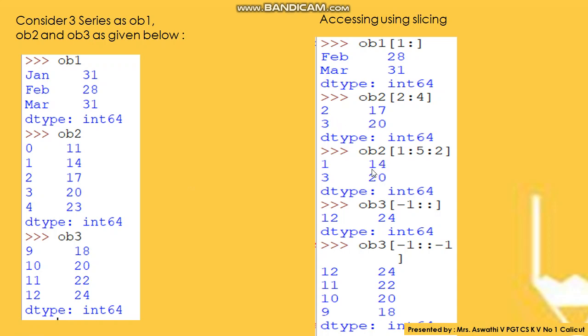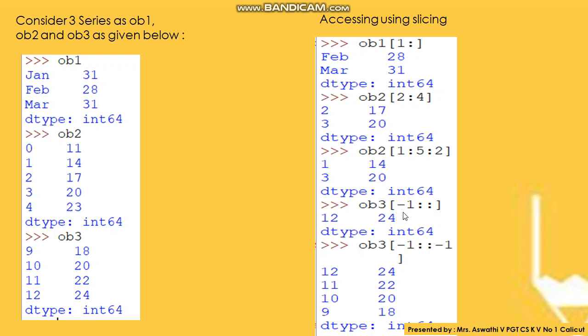Now see OB2 1 colon 5 colon 2. Now a step value is given. So step value is given means you have to increment by 2. So starting with 1 again, 114 will come. After that you have to increment the position by 2. So now it goes to 3. 320 will come. Then it will be out of index. We have given 5 here, 5 will not be taken. So anyway, it is out of index.